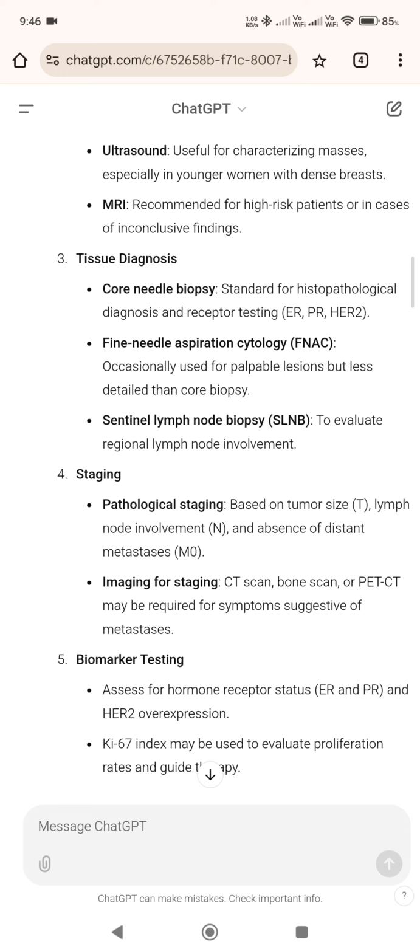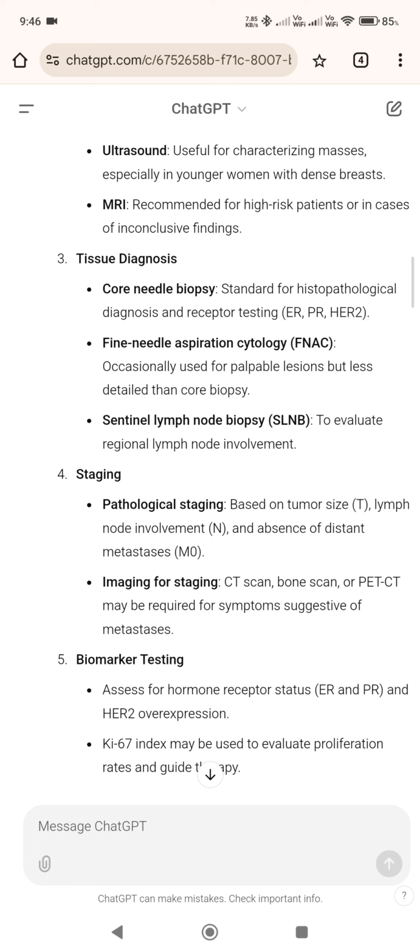3. Tissue diagnosis. Core needle biopsy, standard for histopathological diagnosis and receptor testing, ER, PR, HER2. Fine needle aspiration cytology, FNAC, occasionally used for palpable lesions but less detailed than core biopsy. Sentinel lymph node biopsy, SLNB, to evaluate regional lymph node involvement.